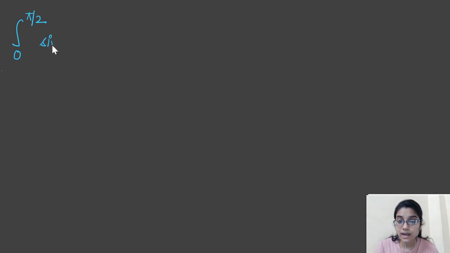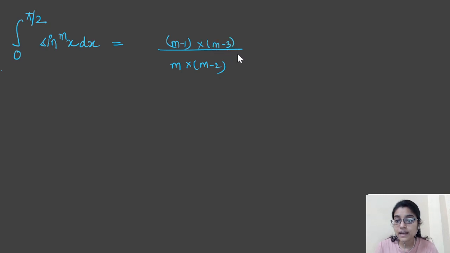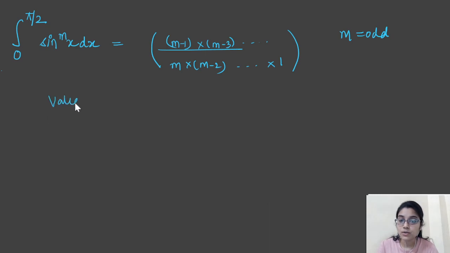So suppose you have sine to the power m, x dx. What you will do? You will keep m, then here you will keep m minus 1, then m minus 2, then here m minus 3, and in a similar way here you will get 1. But remember, here m is an odd number. And the similar case is valid for cos also.